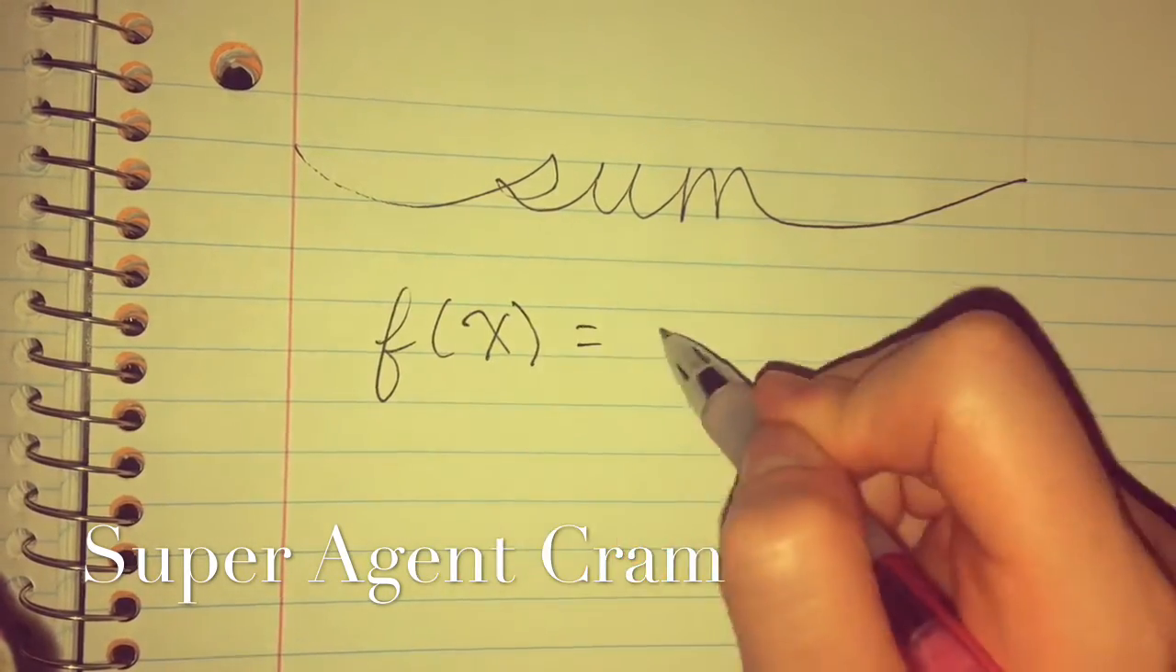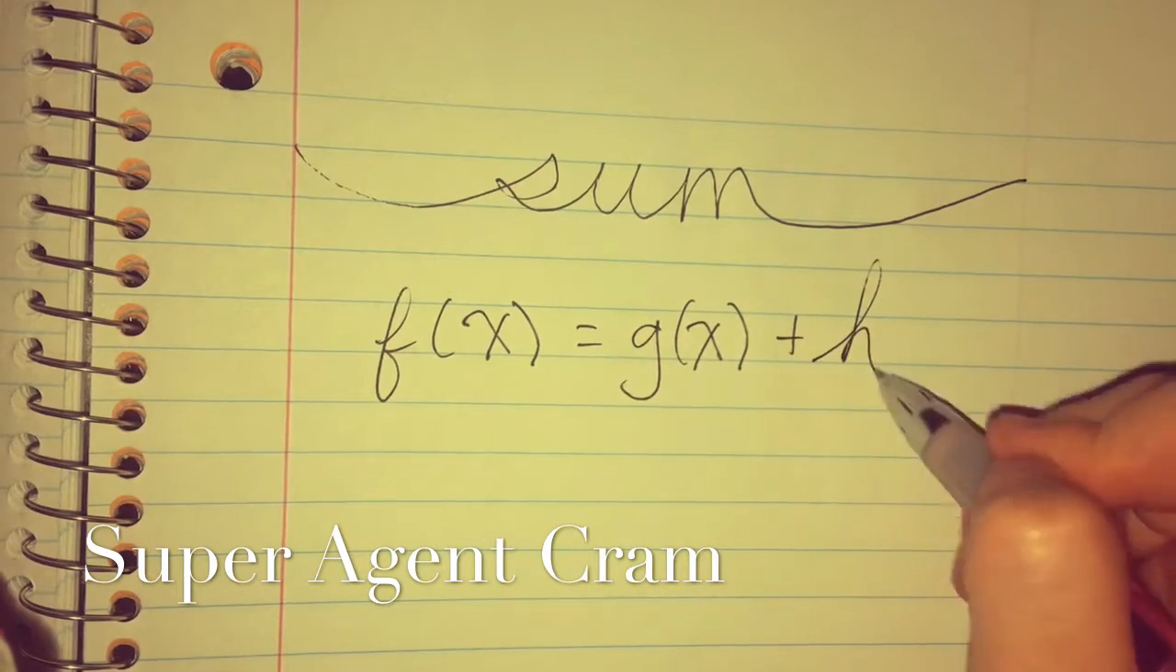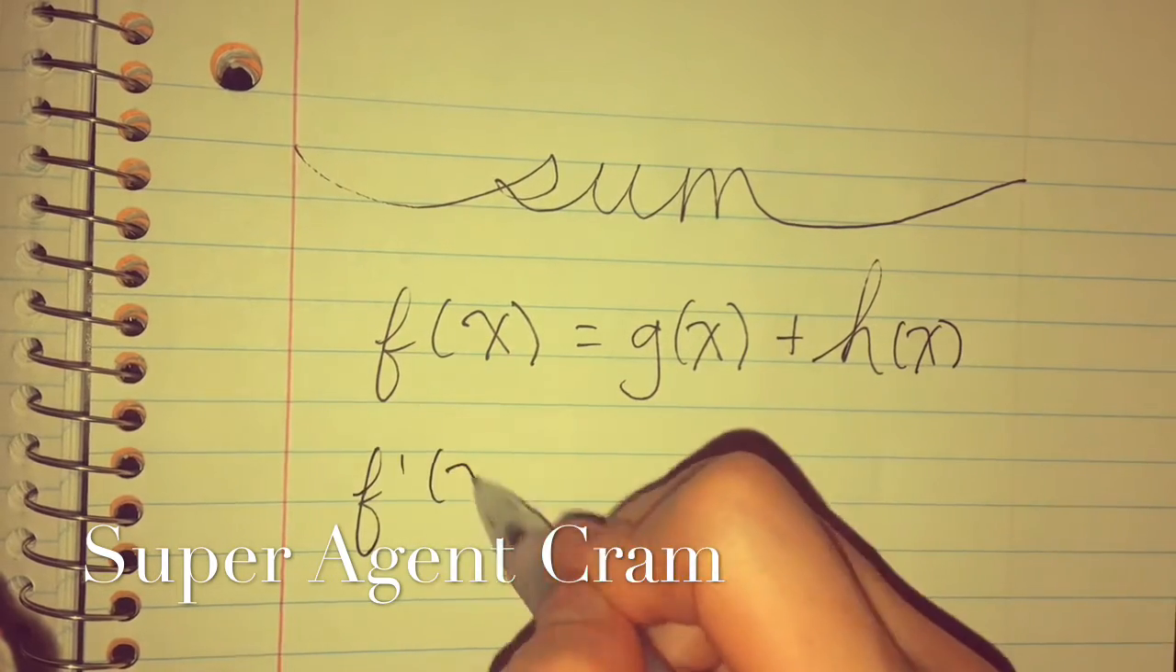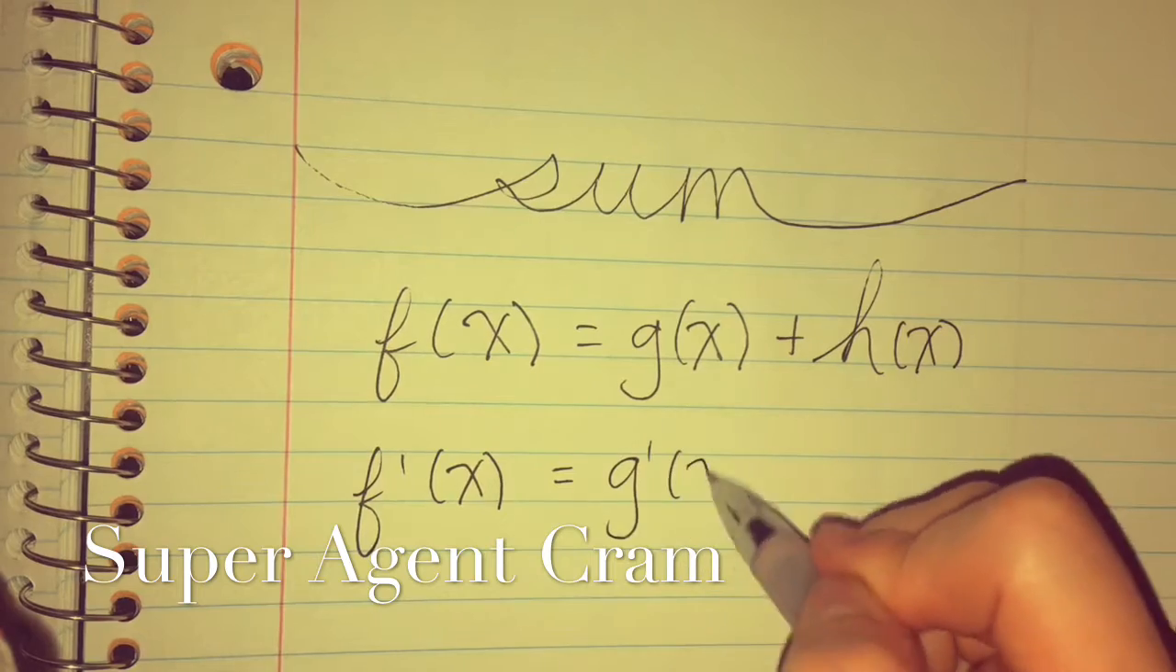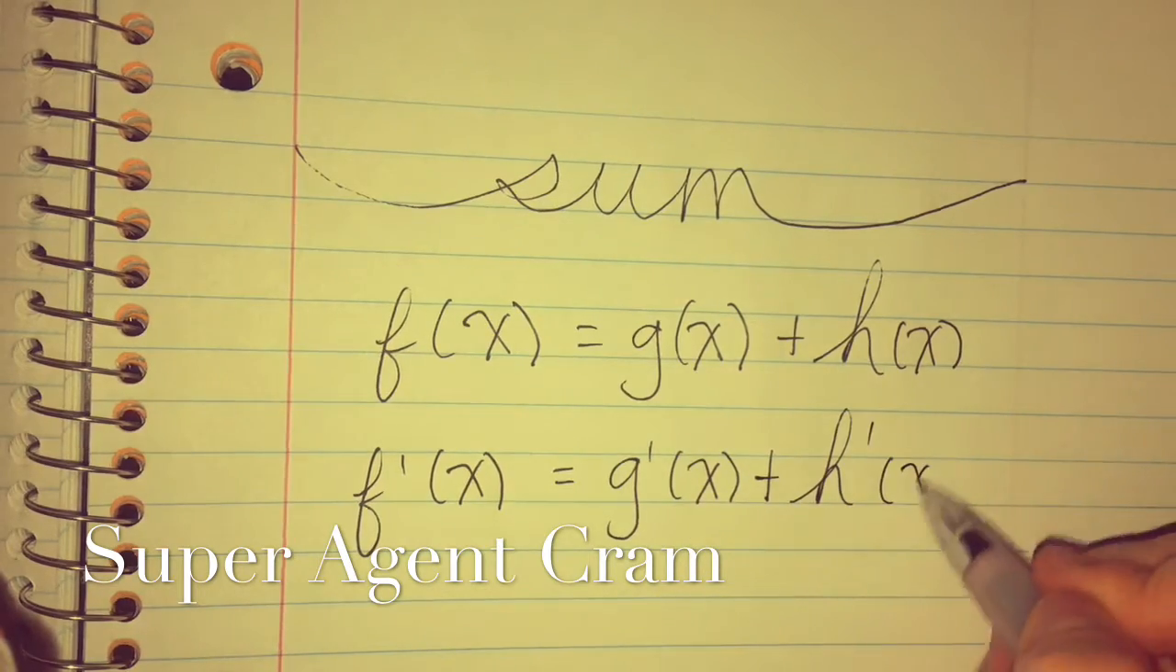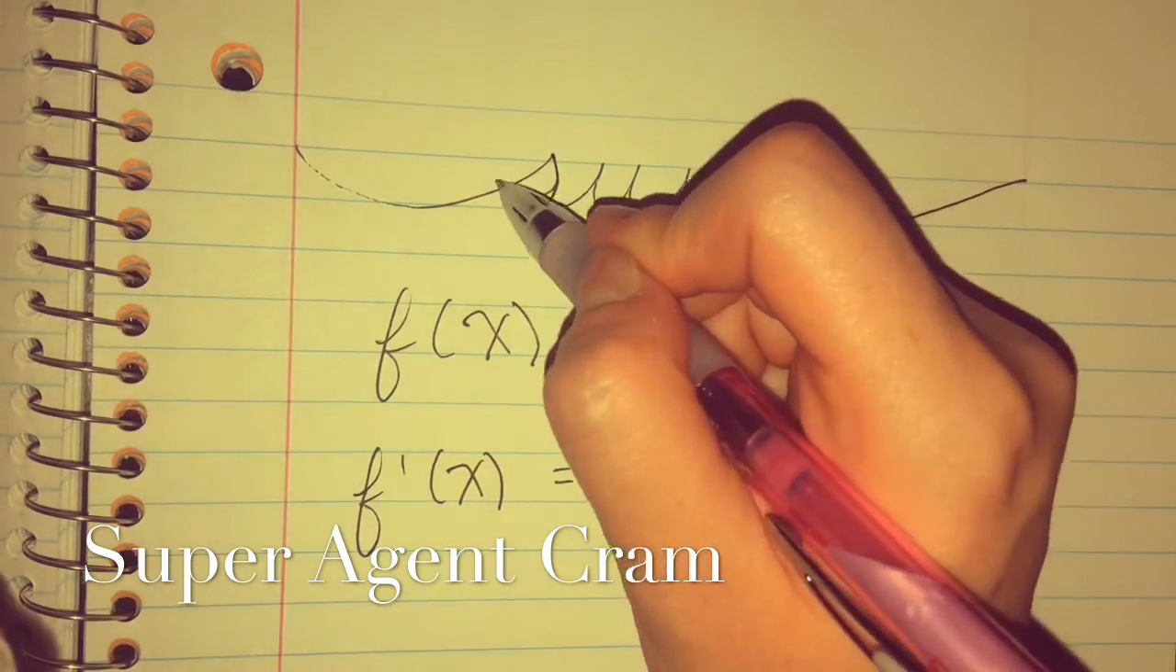The sum rule. If you have a function f of x equals g of x plus h of x, then the derivative of that function is f prime of x equals g prime of x plus h prime of x.